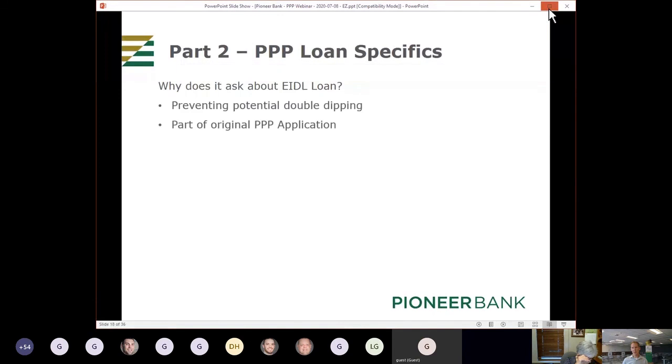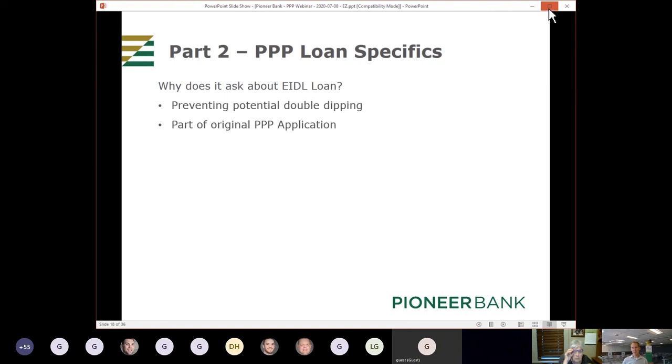All right, so we get into the EIDL. Why does the PPP area ask for EIDL information? Basically, there were two funding sources that people had. They could get funding for payroll through PPP or through the EIDL. The goal with having this on here is that they don't want people to be able to double dip.